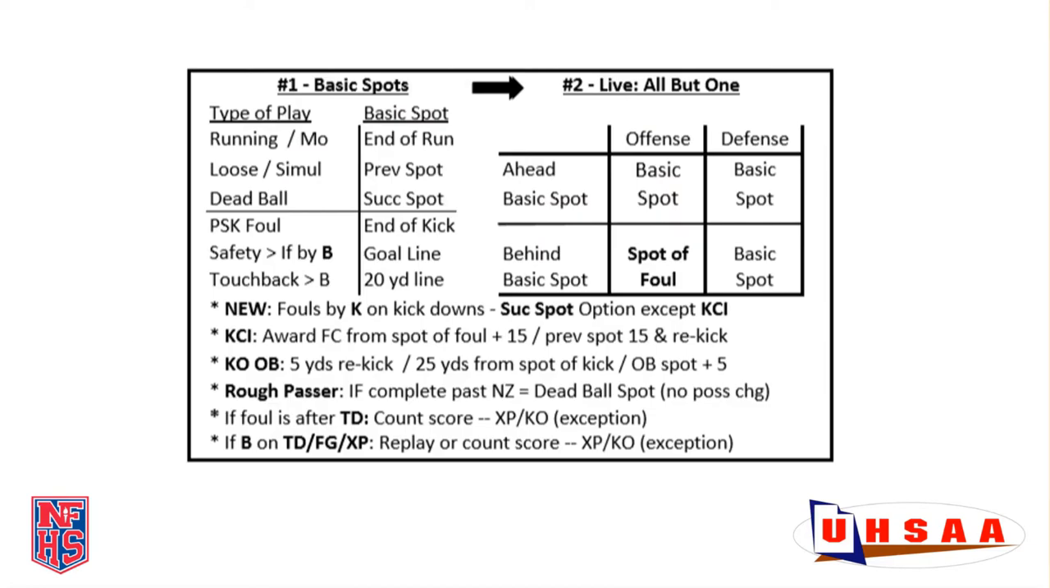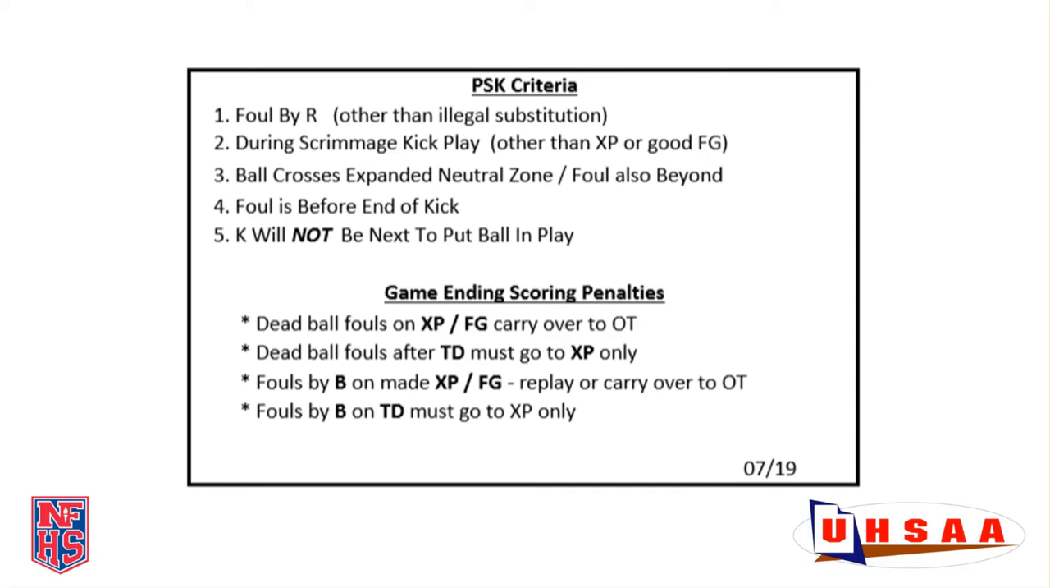But we have prepared a couple of helps for you. This cheat sheet card you can keep in your pocket as you prepare for games. Print it off, make copies of it, pass it around. This is the process. The first, finding the basic spot. Second, the live all but one matrix, along with some special rules down at the bottom. And on the back side of the card, we have the criteria for PSK, as well as some game-ending scoring penalty exceptions. This card was updated in July of 2019.